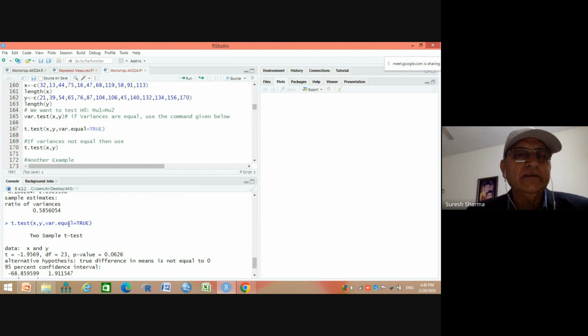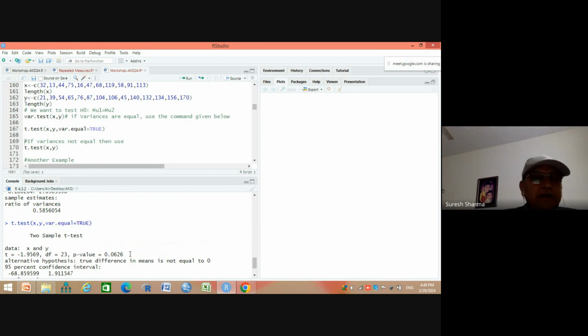If I'm not giving var.equal equals TRUE, suppose I remove this. If variances are not equal, suppose the hypothesis at the initial stage would have been rejected, then I would have used this one, for not equal variances. You follow my point or not? If variances are equal, I have to put var.equal equals TRUE. If they are not equal, then I can go ahead with this, which is the default. So by default, it assumes that variances are not equal. But if variances are equal, then you must use var.equal equals TRUE. So this is your p-value, 0.0626.